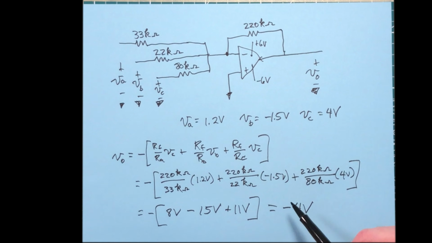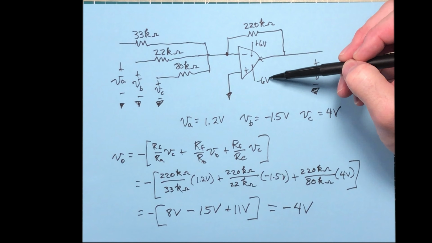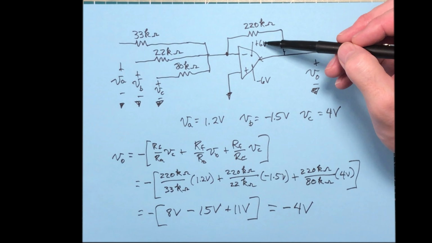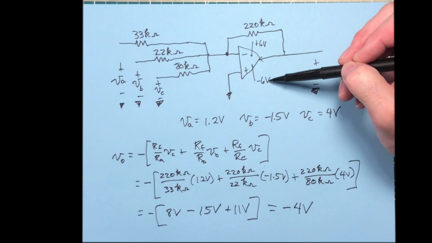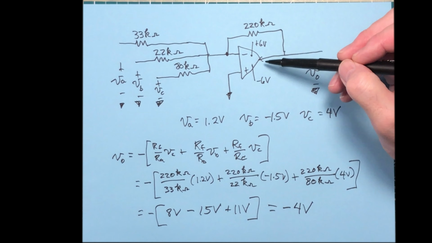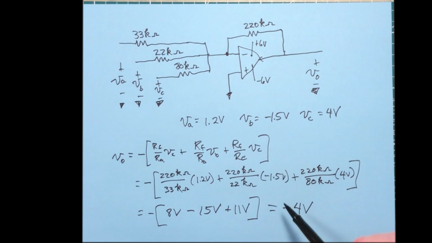All right, now recall that there is a certain range over which an op-amp will behave linearly. And it's going to be based upon these voltages here, the VCCs, or the input voltages. And you can see it's plus 6 and minus 6. So as long as our output is between plus and minus 6 volts, which it is, then it behaves linearly. And we have no problems, okay? So the real output will be negative 4 volts.